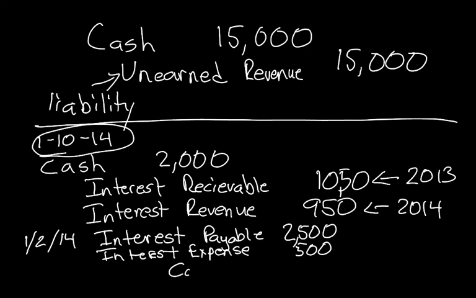And then we're going to credit our cash account for the $3,000, because $3,000 is what we would pay the bank for the loan. So here we have the interest we incurred for 2013 and the amount of interest we incurred for 2014, and this transaction would close the interest transaction for that period.